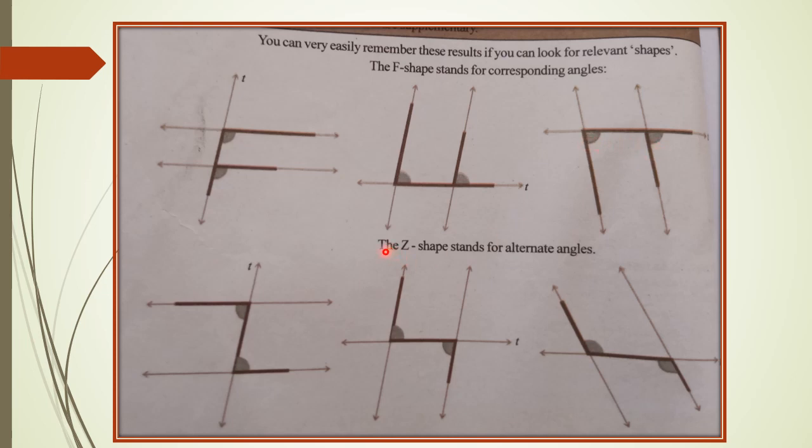Another clue is the Z shape, which stands for alternate angles. See in the figure the Z shape. So this angle and this angle are alternate interior angles. Here also you can have the Z shape, these shaded angles are alternate angles. See here another angle. These two angles in this Z shape are making the alternate angles. This is a clue for remembering corresponding angles and alternate angles. This is for your knowledge, so no need to draw in your notebook.